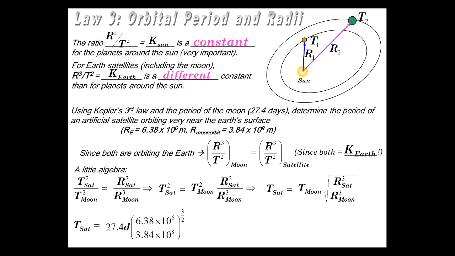So here we go. 27.4 D for days, and here are the radii. Now they were given in meters, so that's great, and it doesn't matter, again, they'll divide out. So the third power and then the square root, that's the 3/2 power. And so the period of the satellite is 0.058 days, which is 1.4 hours.